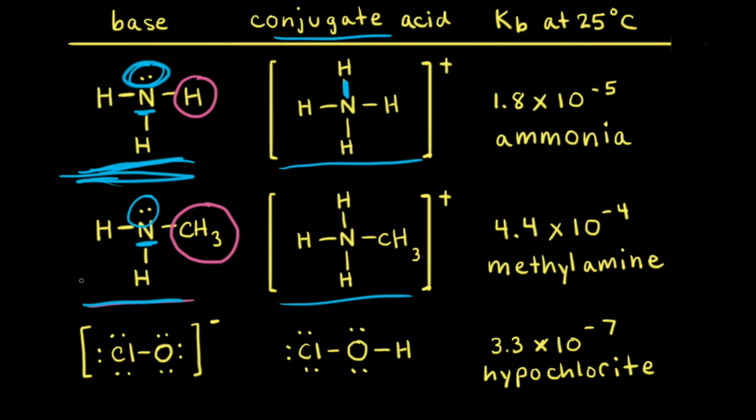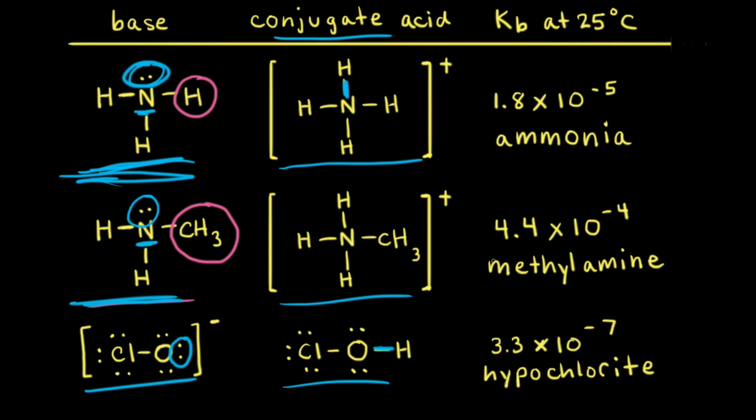Both ammonia and methylamine are examples of neutral substances. However, a weak base doesn't have to be neutral. If we look at the hypochlorite anion, ClO-, if the hypochlorite anion picks up a proton, let's say this lone pair of electrons on the oxygen picks up a proton, we would form hypochlorous acid. And hypochlorous acid is the conjugate acid to hypochlorite.